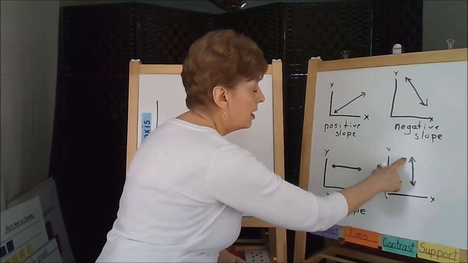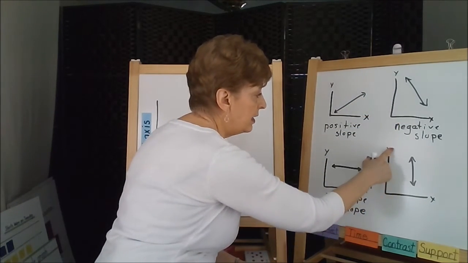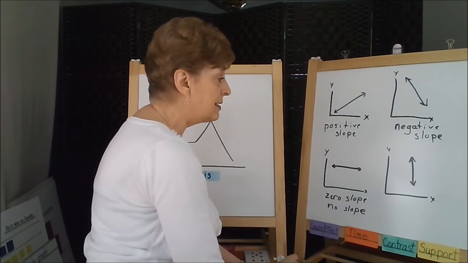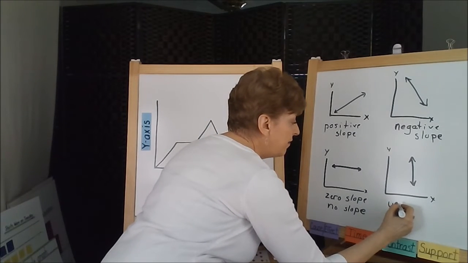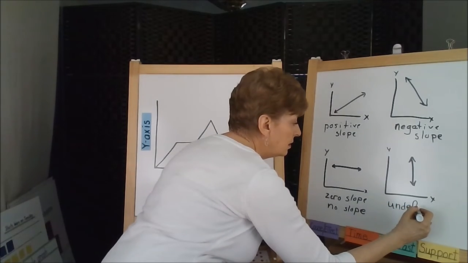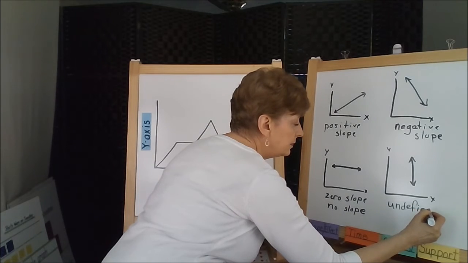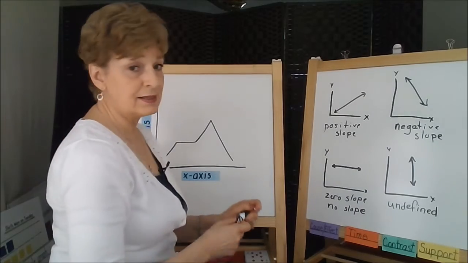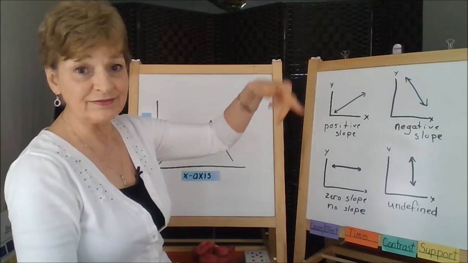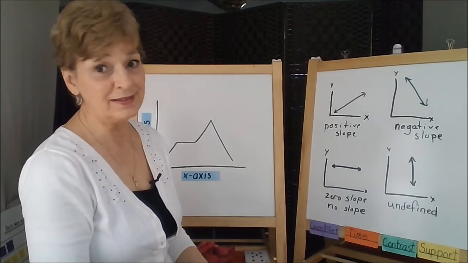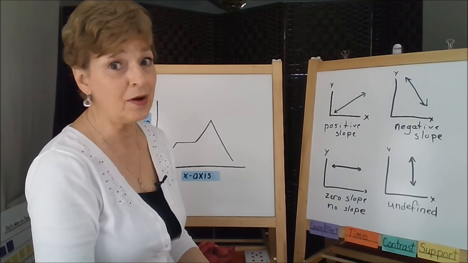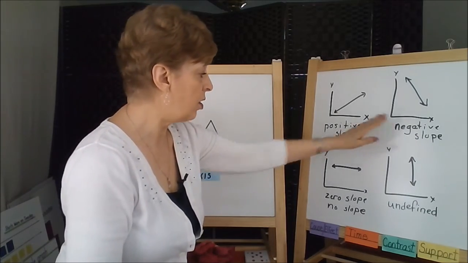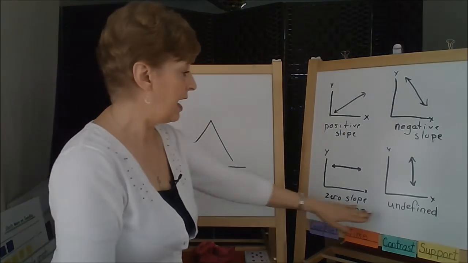You could also have a line that would be parallel to the y-axis. So that would be straight up and down. And this is what's called undefined. An undefined slope is basically walking off the edge of a cliff. You wouldn't want to be in a vehicle or on a pair of crutches for that. So we have positive and negative slope, no slope, and undefined.